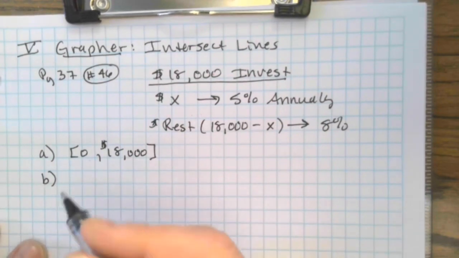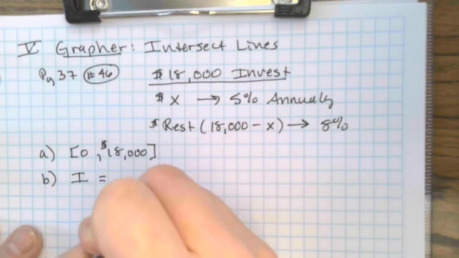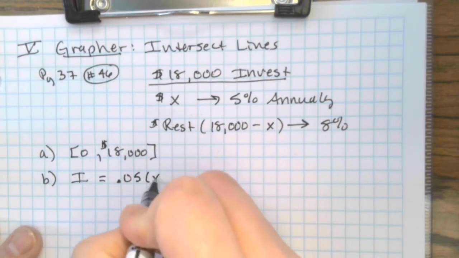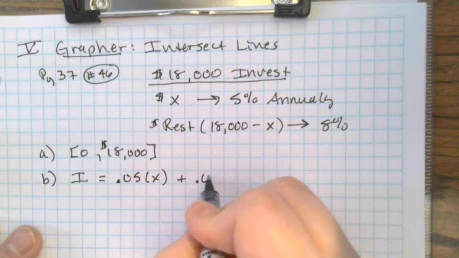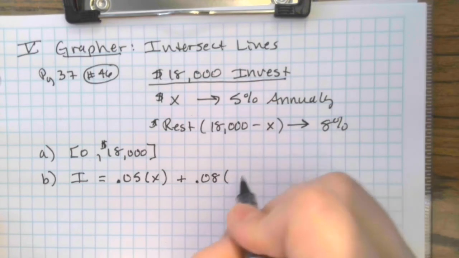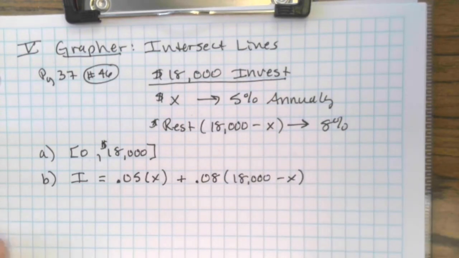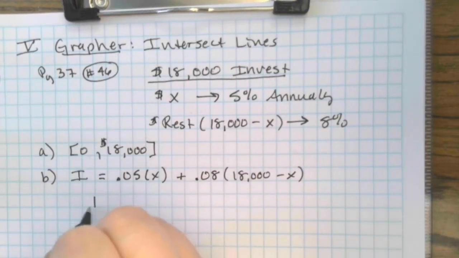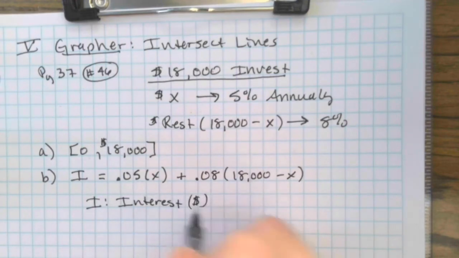They told us to use I for interest. So interest equals 5% of what she invested at X, so 0.05 times X, plus in the 8% account, 0.08, it's whatever's left over from the 18,000, so 18,000 minus X. And that would be how much interest she would get. So I is the interest in dollars.